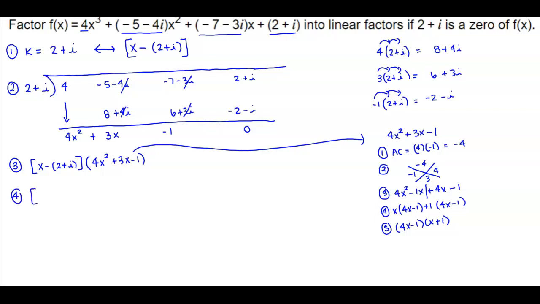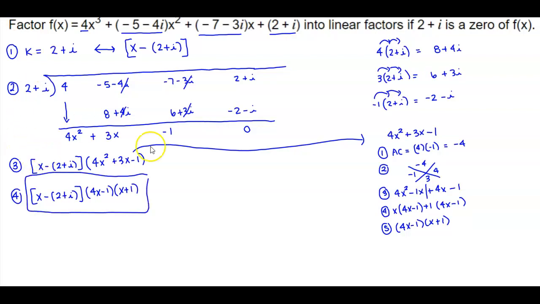So now when we factor this, this is what we get. I put brackets over here just so that we don't confuse it with the parentheses. So we have x minus (2 plus i), and then it's multiplied by 4x minus 1 times x plus 1. And so this is in completely factored form.